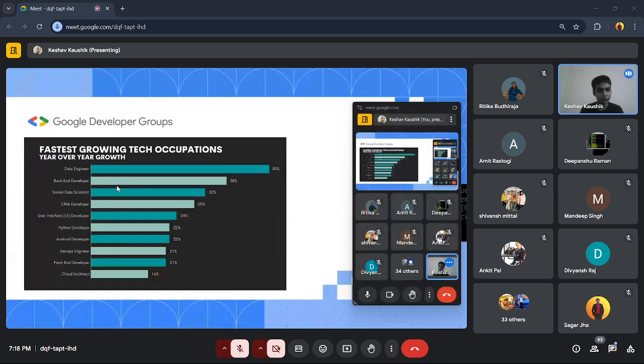Okay, so this is a chart. Fastest growing tech occupations, year over year growth. So data engineering is actually growing 50% every year, and you can also see backend developers, DevOps engineers. So it is like data is the new oil, right? It is the future. Data scientists are also up there, and so I think you should look into it.